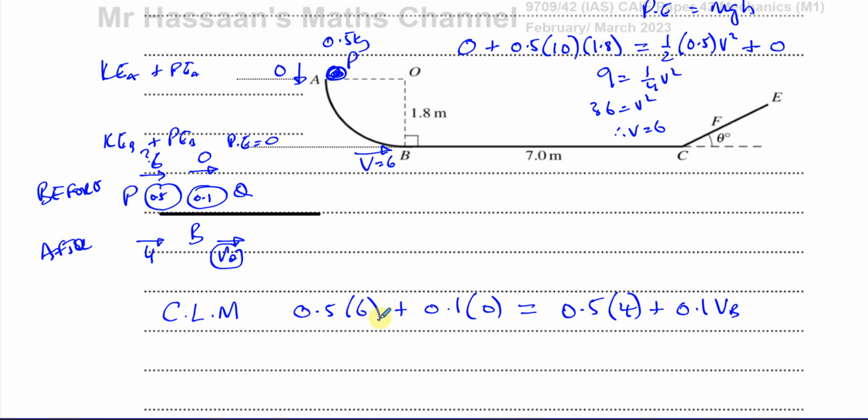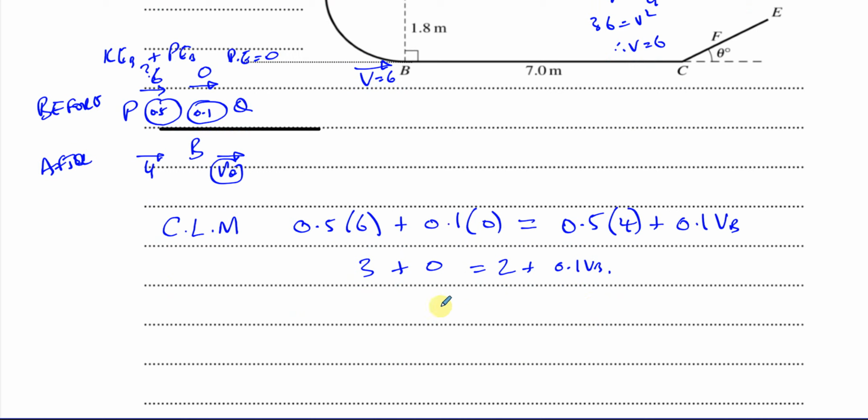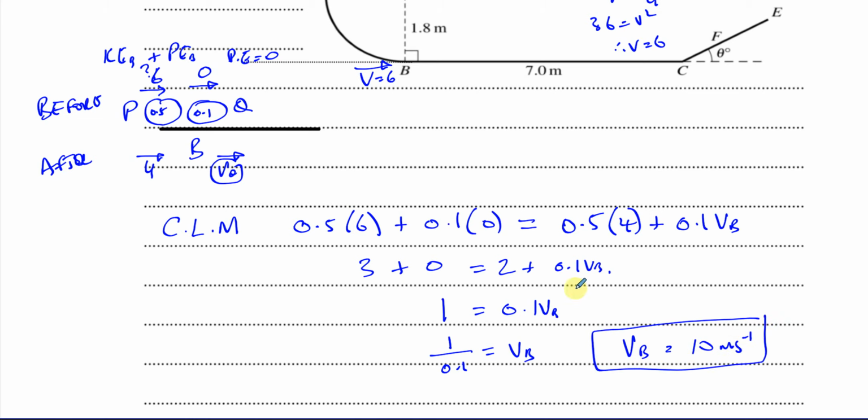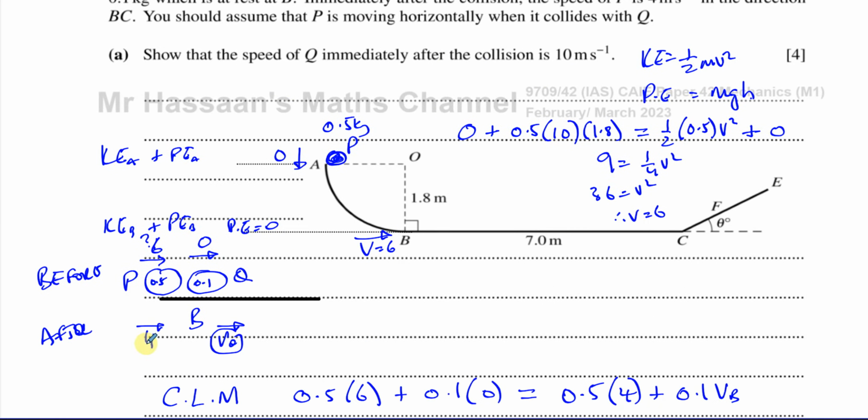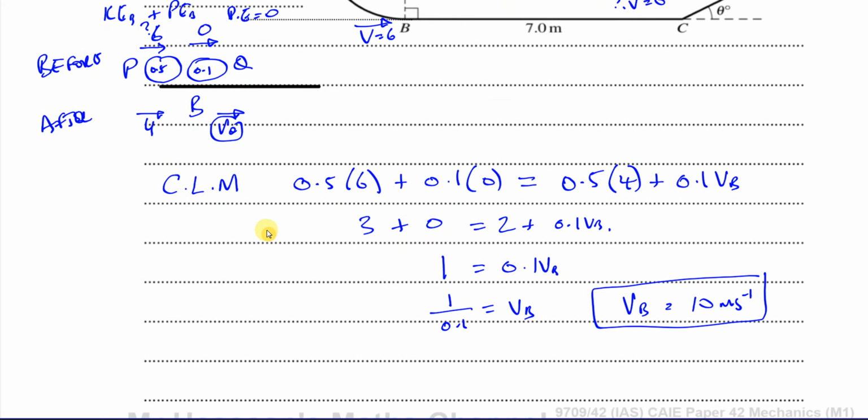So we're going to have 0.5 times 6, which is 3, plus 0 equals 2 plus 0.1 VB. So 3 minus 2, which is 1, equals 0.1 times the velocity of B. So 1 divided by 0.1, which is 1 divided by a tenth, gives me 10 meters per second. And that is exactly what we had to show. So that's part A done.